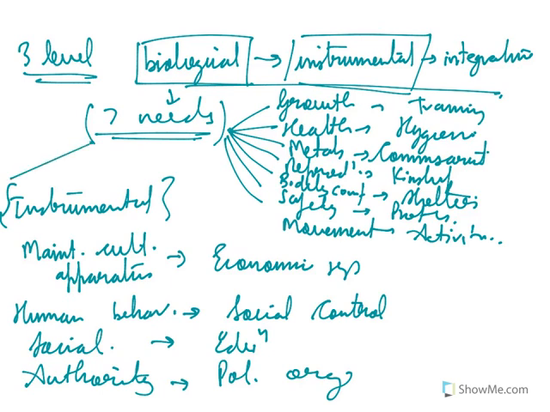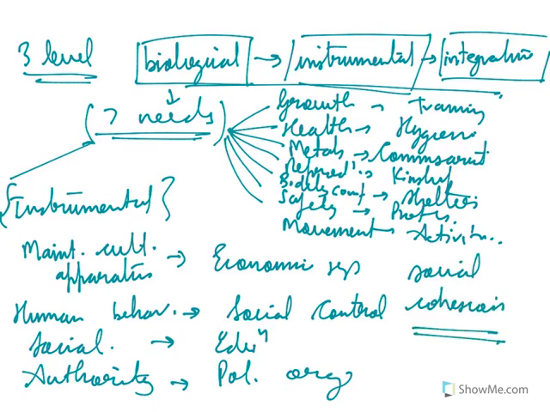So these were the instrumental needs, and lastly there were the integrative needs. Integrative needs integrated social behavior and promoted social cohesion, and these included traditions, religion, myth, magic, science. So this was his theory of needs.